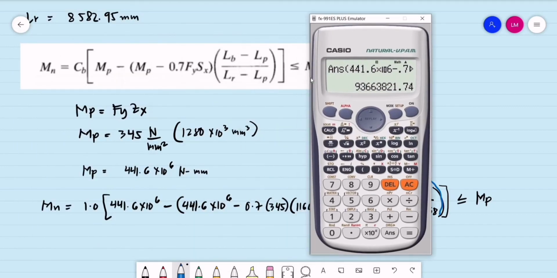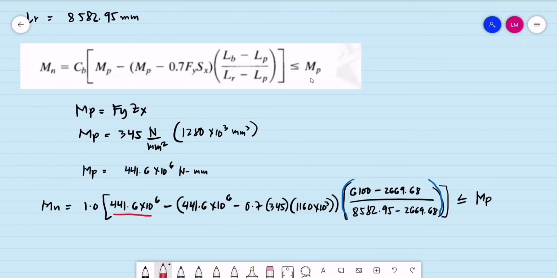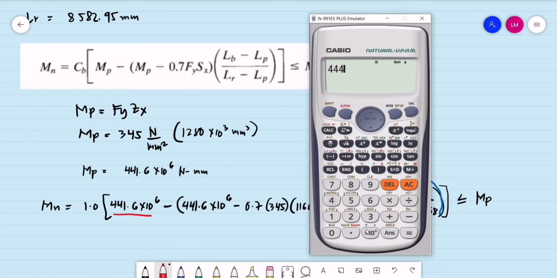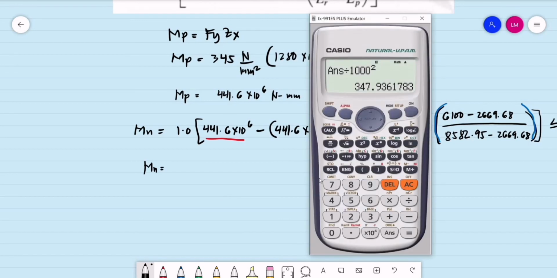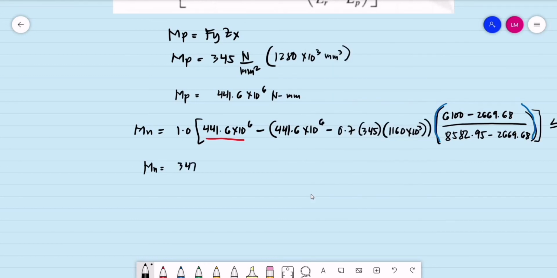Right, then that value should be subtracted from our M sub B, that is 441.6 times 10 raised to 6, less the answer. Then to be divided by 1000 squared, for our nominal moment to be in kilonewton meter. So we have the value of the M sub N, the nominal moment capacity, is equal to 347.94 kilonewton meter.